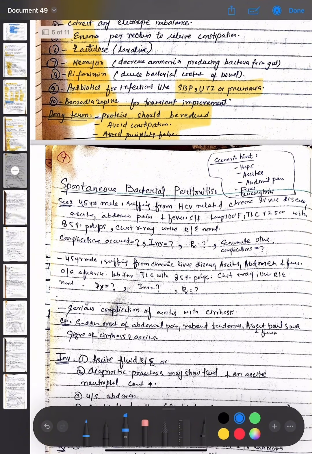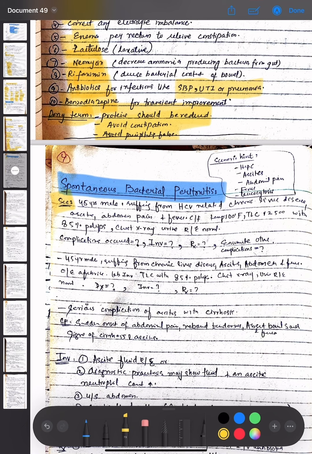Now coming to the next topic, that is spontaneous bacterial peritonitis. We have a scenario of a 45-year-old male suffering from HCV-related chronic liver disease, with ascites, abdominal pain, and fever. Clinical features: temperature 100 degrees Fahrenheit, TLC 12,500 with 85% polymorphs, and chest X-ray and urine RE are normal. So, what are the complications, investigation, and the treatment?